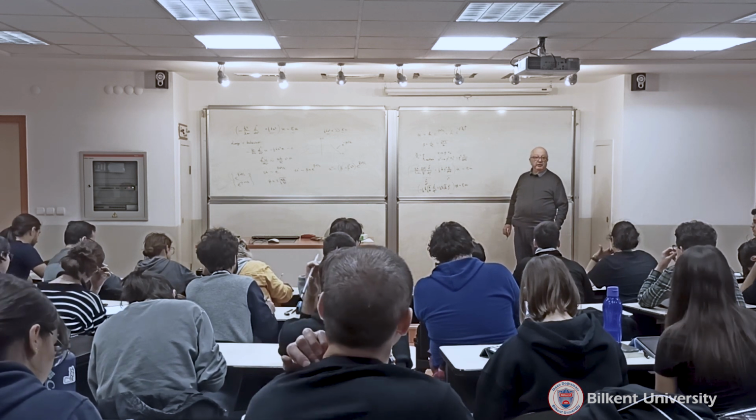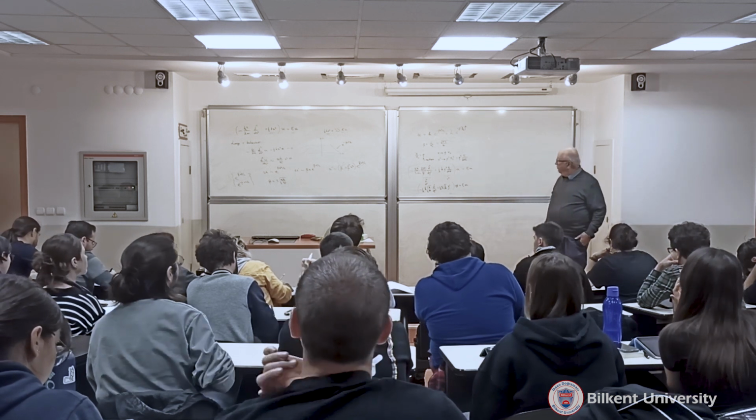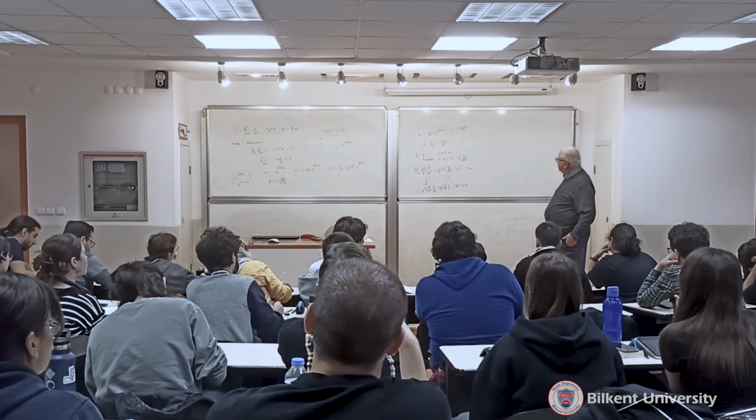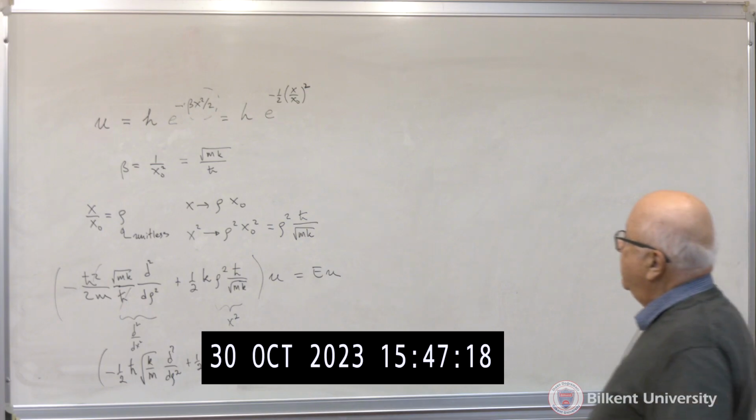I couldn't understand why we put h there. Where did you put h? At the beginning, like u equals h. Okay, this is not Planck's constant, by the way.